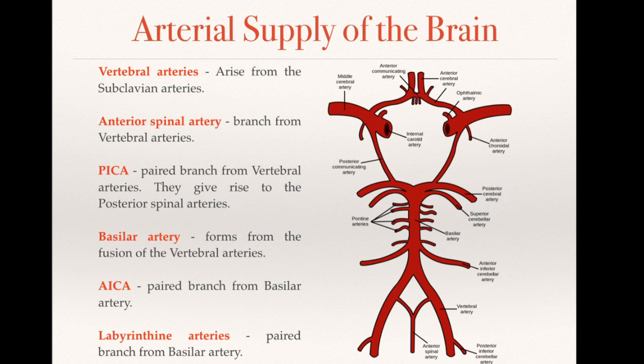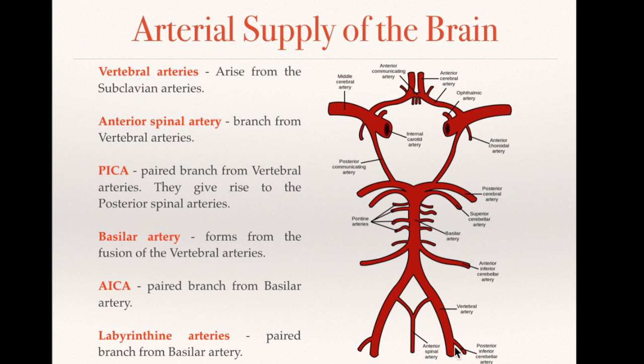First of all, I'd like to begin by talking about the vertebral artery. The vertebral arteries arise from the subclavian arteries and travel through the transverse processes of the cervical vertebrae in the posterior aspect of the neck. They enter the cranium through the foramen magnum, and they give off two main branches.